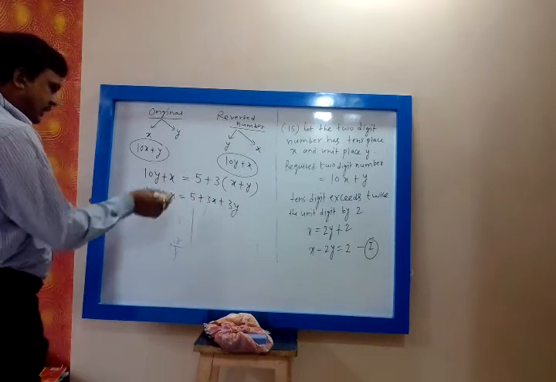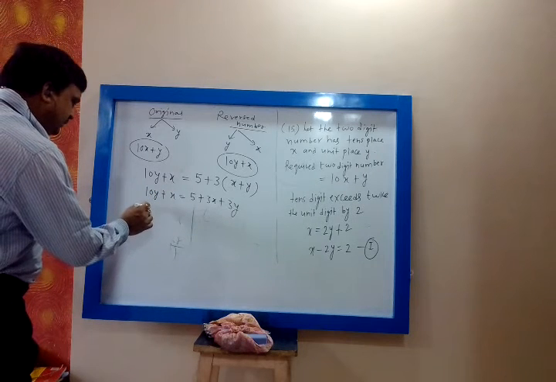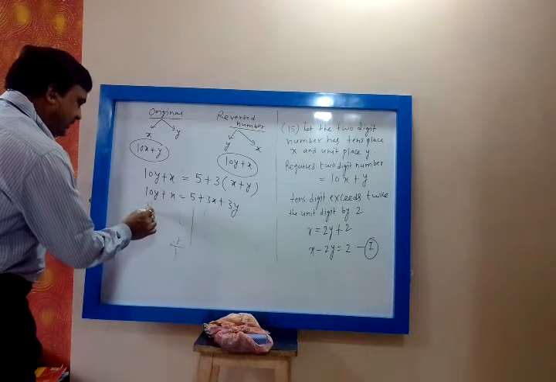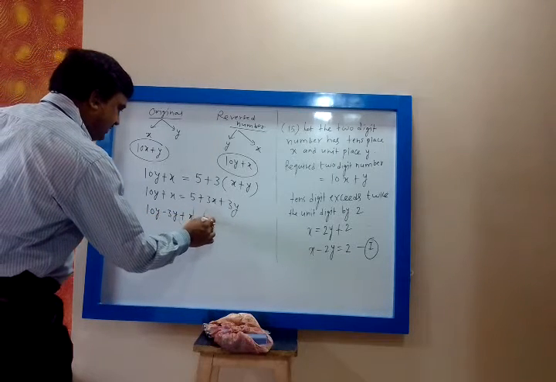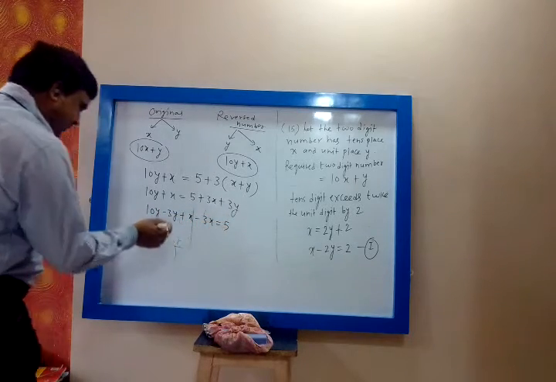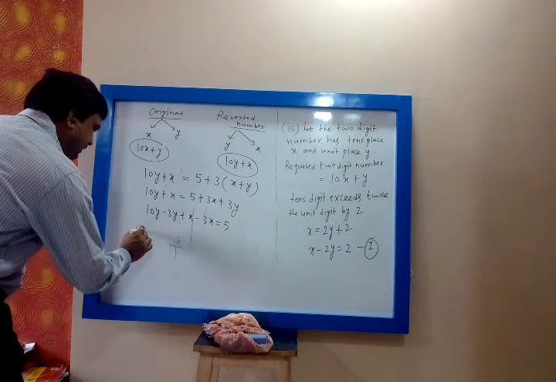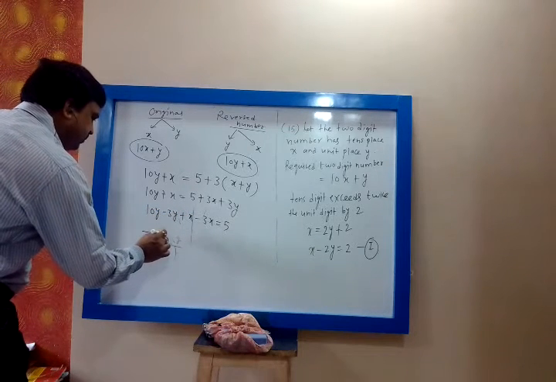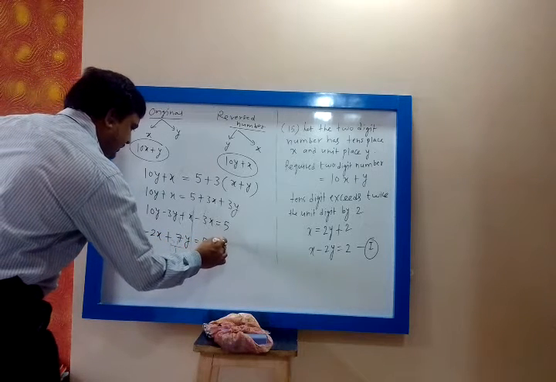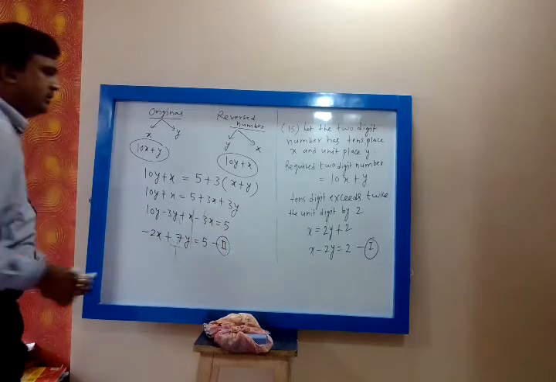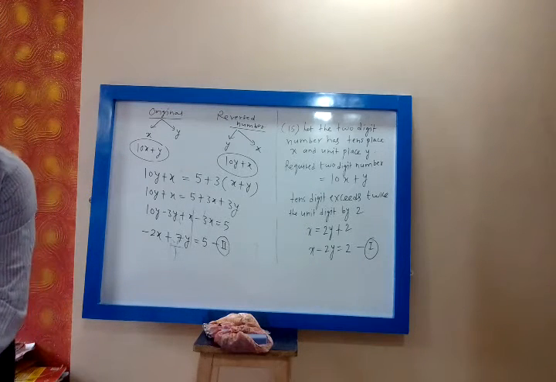Take x on that side. Okay. So 10y minus 3y plus x minus 3x is equal to 5. So you will get x minus 3x, minus 2x. Minus 2x plus 7y is equal to 5. Is my equation number 2. Chalo, solve 1 and 2 simultaneously.